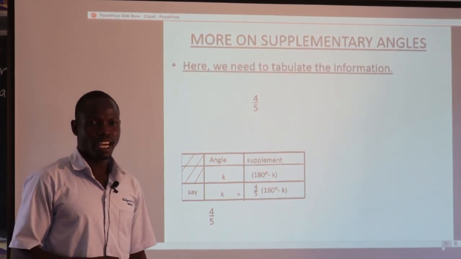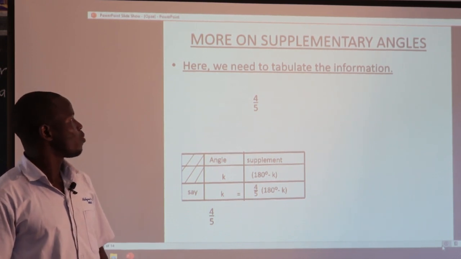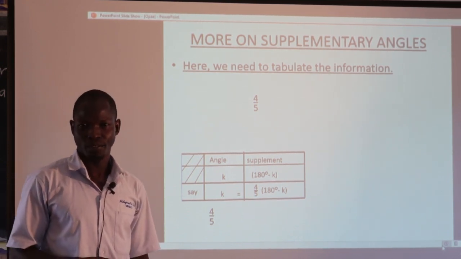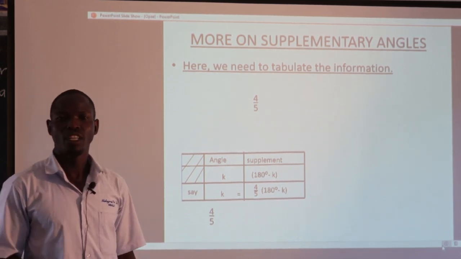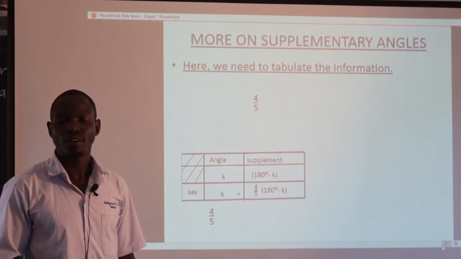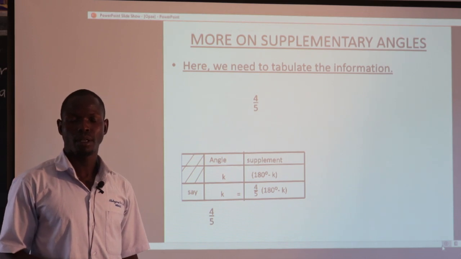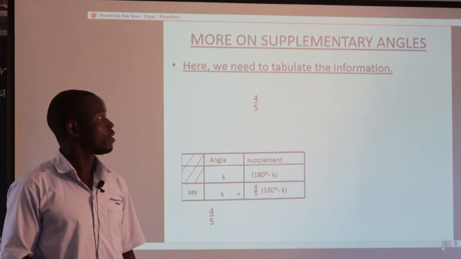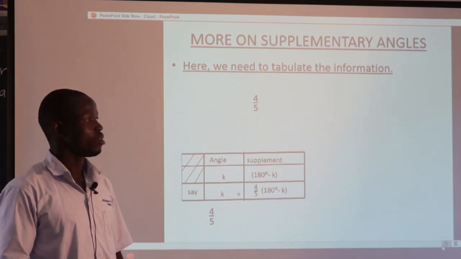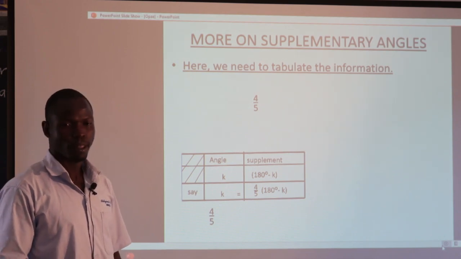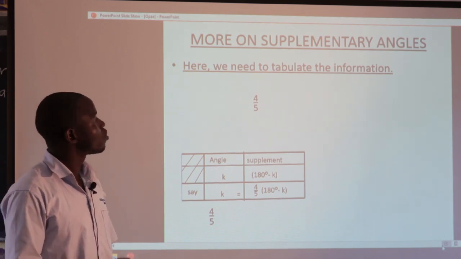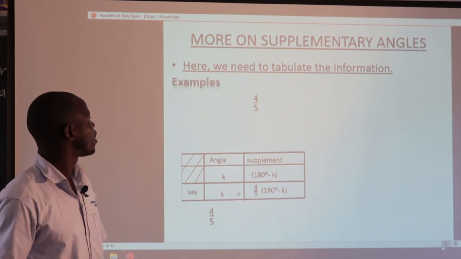Now, there is a point there. I'm saying here, we need to tabulate the information. In other words, we need to put our information in a table of interpretation. Remember, one of the ways of interpreting some questions is by use of a table. So that's why we are saying here we shall tabulate our information. Drawing tables is a must here.